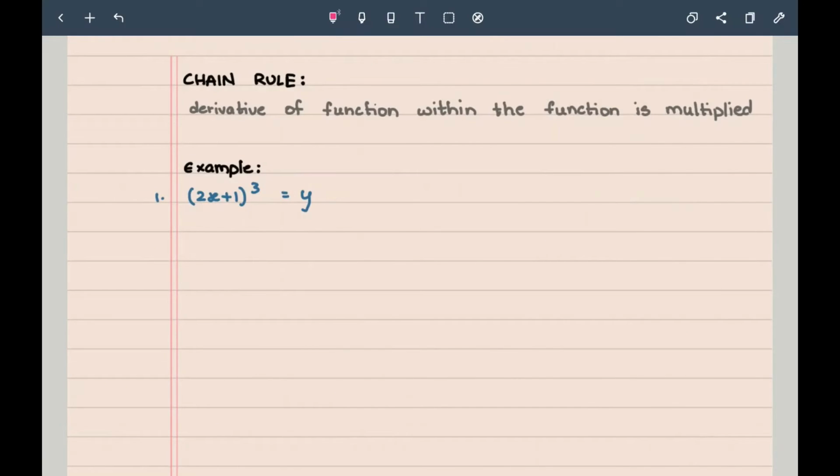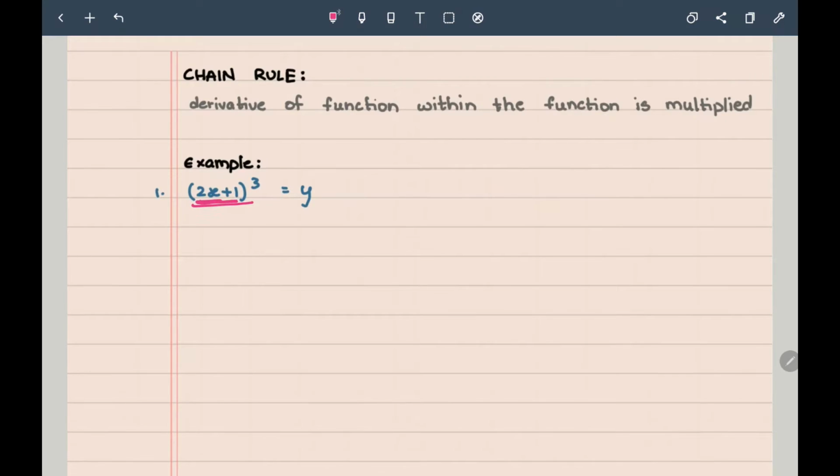So the next concept we have is chain rule. In this chain rule, what happens is we have a function in which we have another function related to x. For example, 2x plus 1 whole cube is one function. Inside that, we have another function that is 2x plus 1. So let's understand it by solving the question.